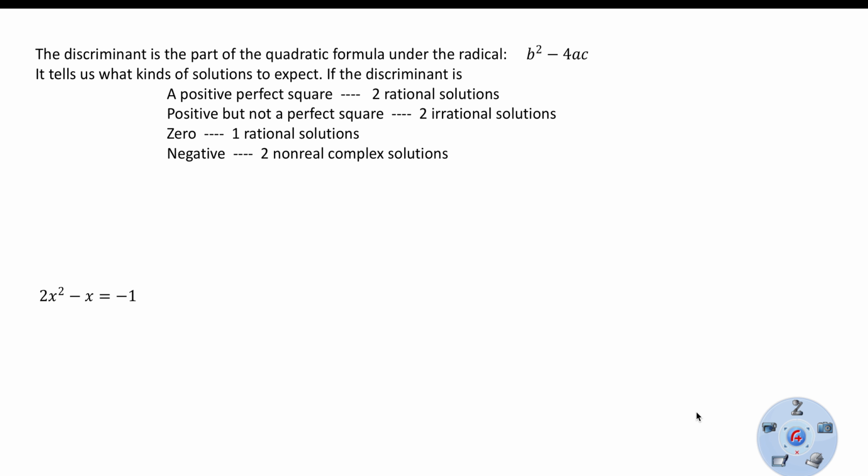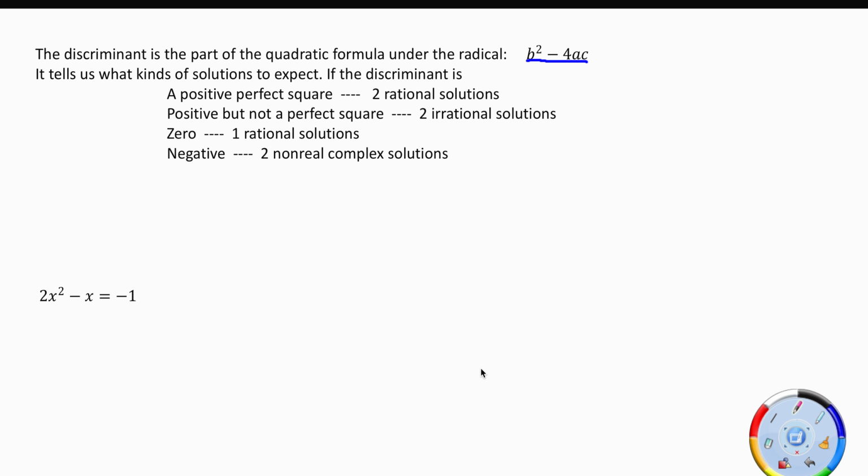Okay. One more thing. The discriminant. The discriminant is the part of the quadratic formula under the radical. In other words, b squared minus 4ac. It does not include the square root part. It doesn't include the actual radical sign, only the part underneath the radical.